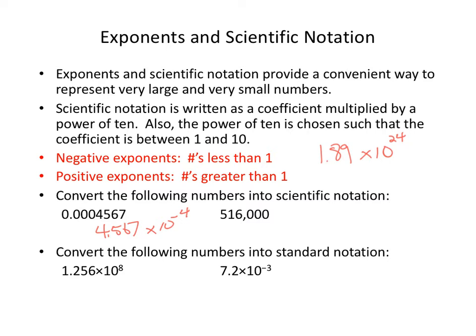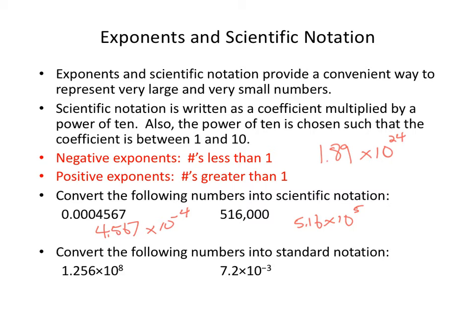In the next case, I want to put my decimal point here. It started out here, so I need to go 1, 2, 3, 4, 5. So in scientific notation, I would have 5.16 times 10 to the 5, and because this number is bigger than 1, I know that it has to be 10 to the positive 5.